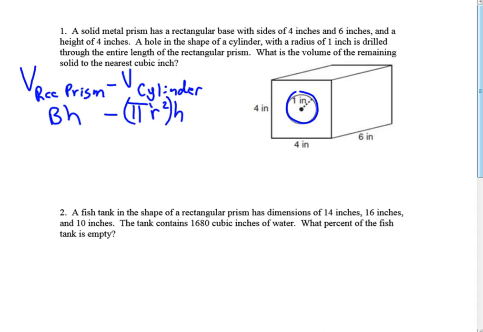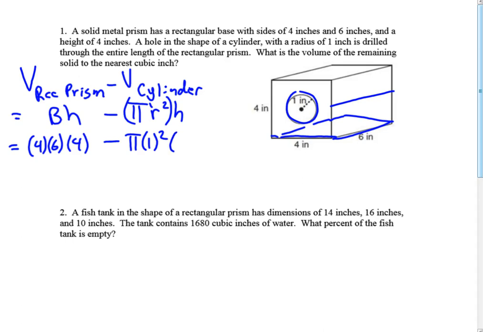So for your rectangular prism, pick your base. I'm going to do the 4 by 6 as my base. So for this piece of it, the area of the base would be 4 times 6, and then the height there would be 4. Now for our cylinder, we have a radius of 1, so that's going to be pi times 1 squared. And if this is the base, this cylinder has a height of 6. Okay, so now we're going to multiply this together. We get 4 times 6 is 24, times 4 would be 96, minus 6 pi.